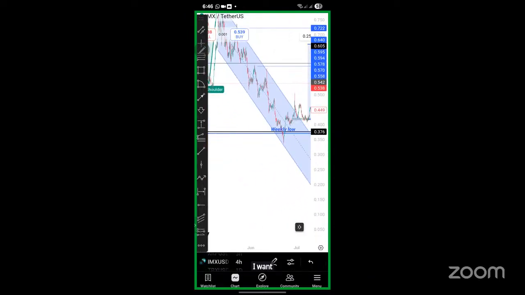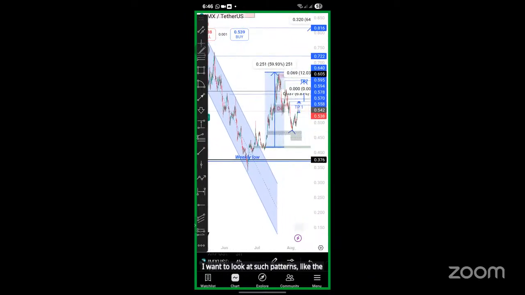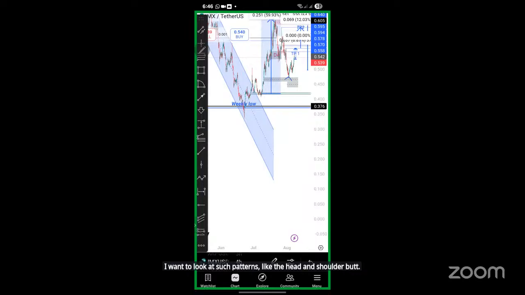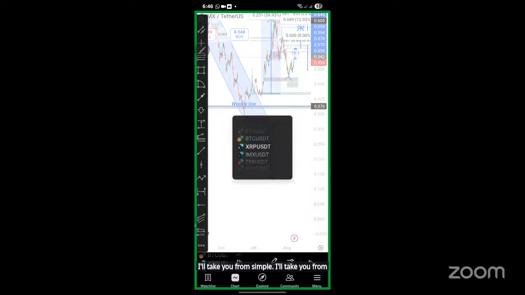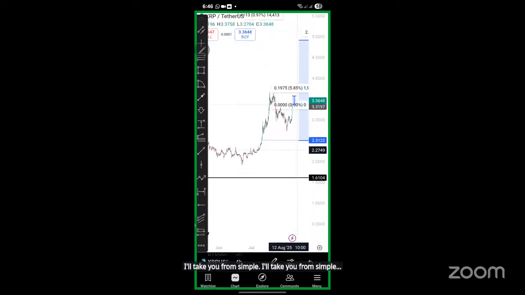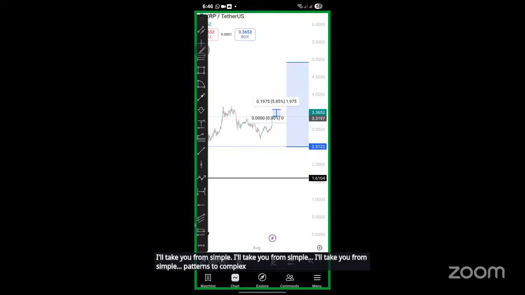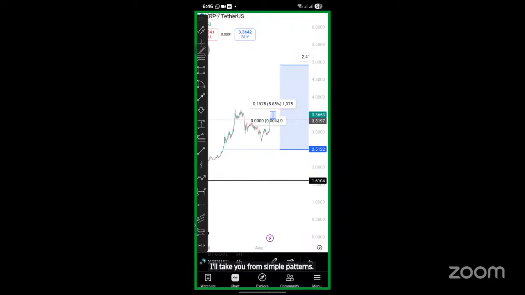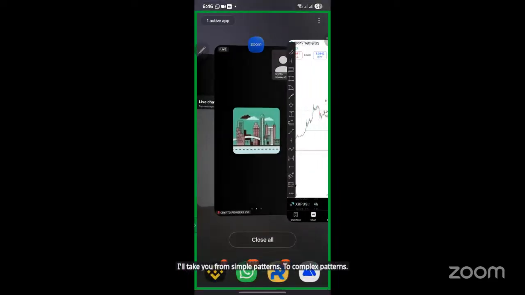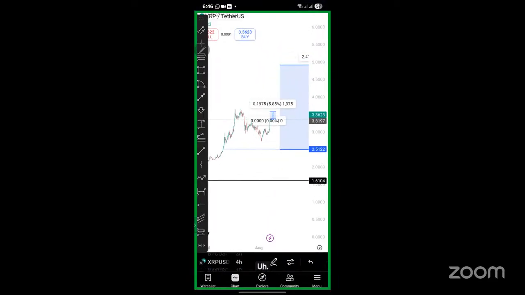I want to look at such patterns like the head and shoulders, but I'll take you from simple patterns to complex ones. Let's now first look at supply and demand.